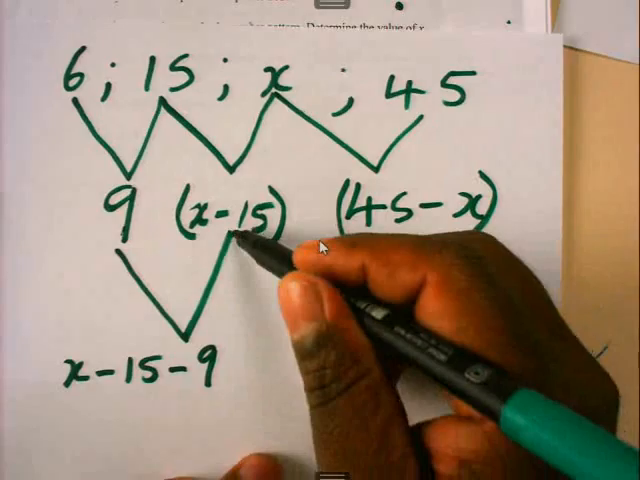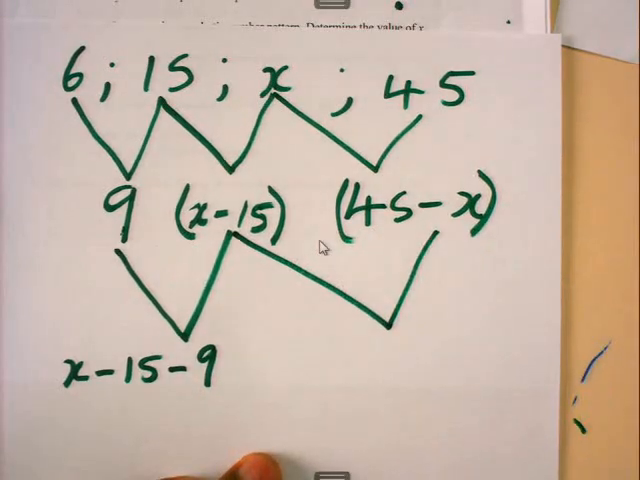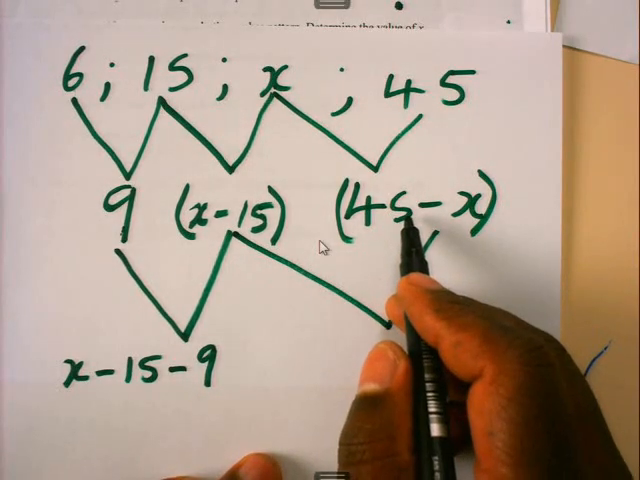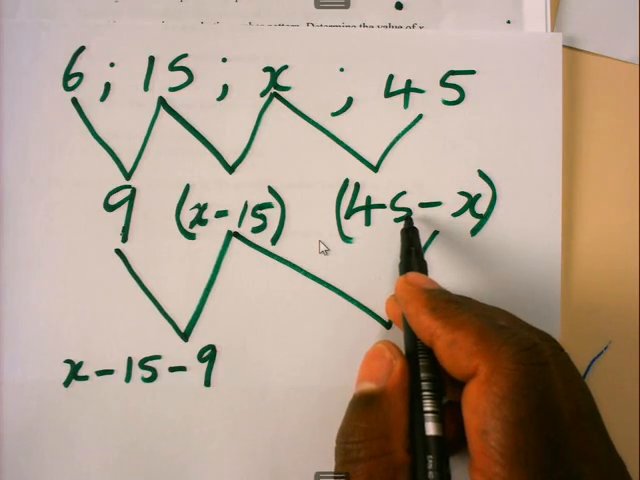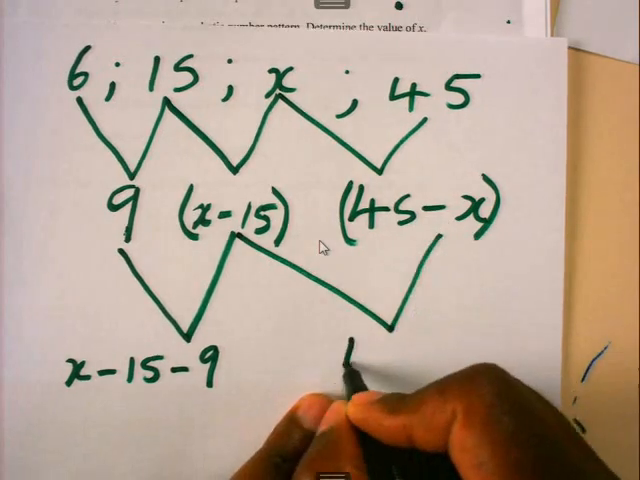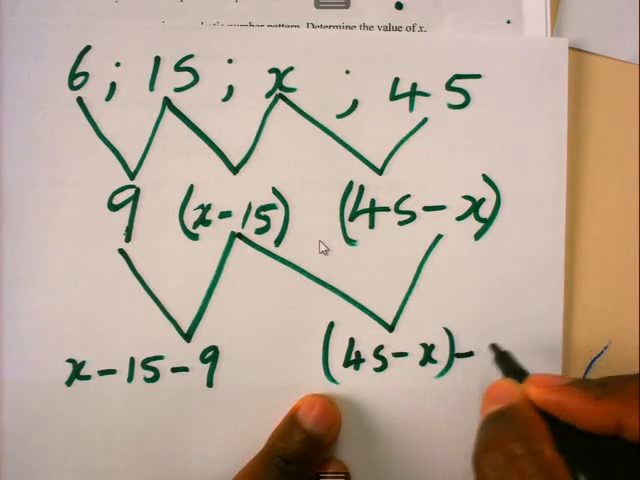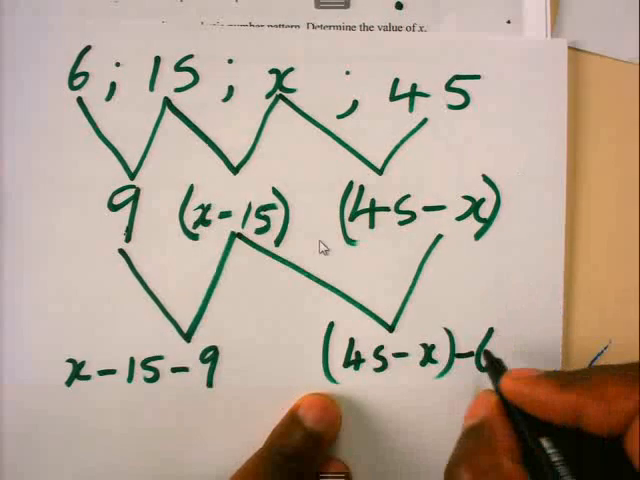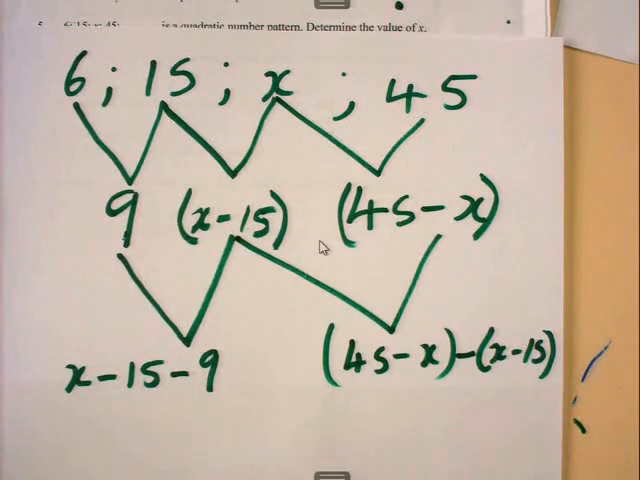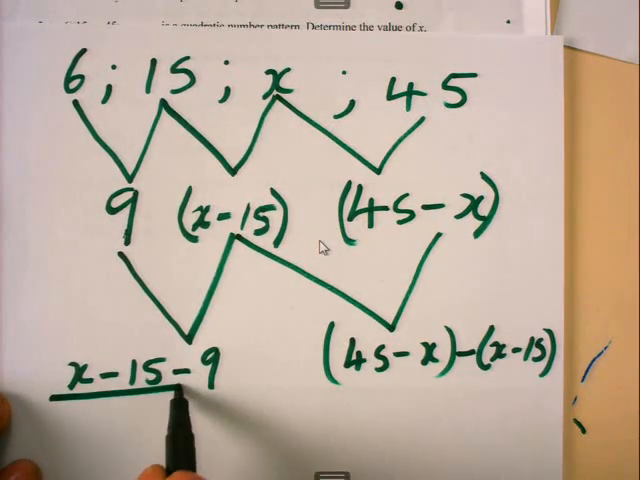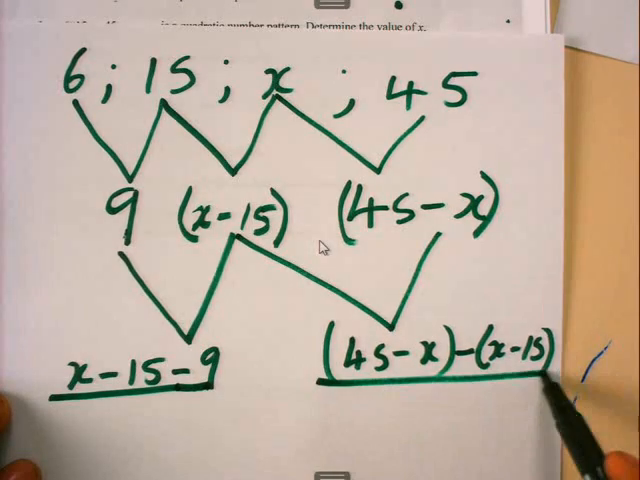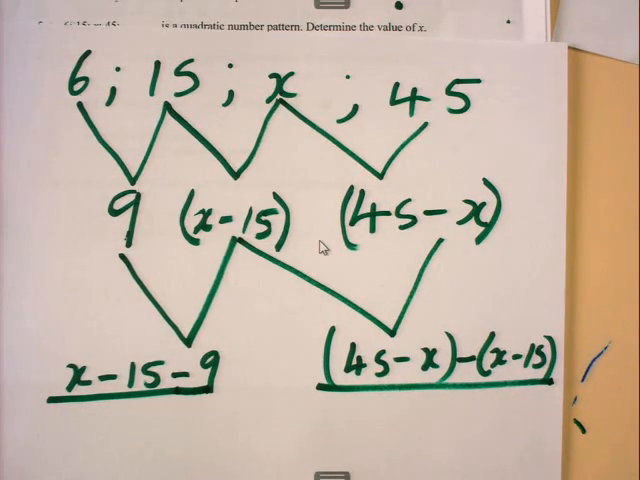Let's determine another second difference here. We've got 45 minus x. So we say 45 minus x, subtract this one, x minus 15. Let me note, this is the second difference. So in a quadratic number pattern, the second difference is common.